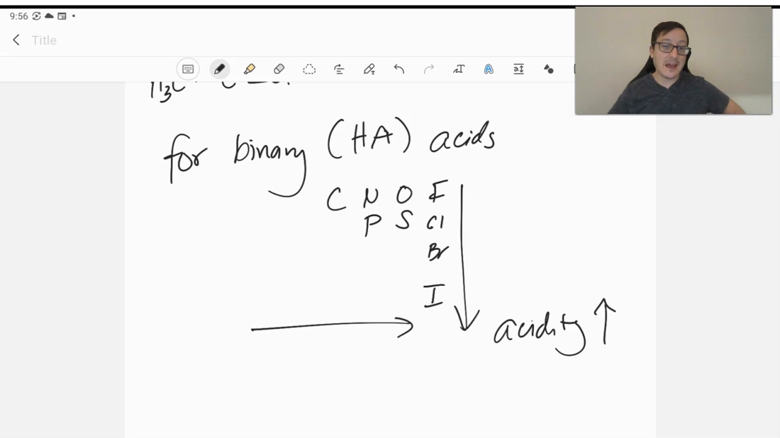So for binary acids, where A is any of these elements on the periodic table, we see that as we go to the right and down, acidity goes up. For the two factors of the electronegativity as well as the size, because the size is going to help determine that bond strength. So HI will be our strongest acid again.